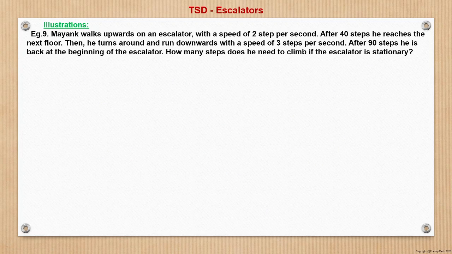Now question number 9. Mayank walks upward on an escalator with a speed of 2 steps per second. After 40 steps, he reaches the next floor. Right. Then he turns around and runs downwards with a speed of 3 steps per second. After 90 steps, he is back at the beginning of the escalator. Right. How many steps does he need to climb if the escalator is stationary?